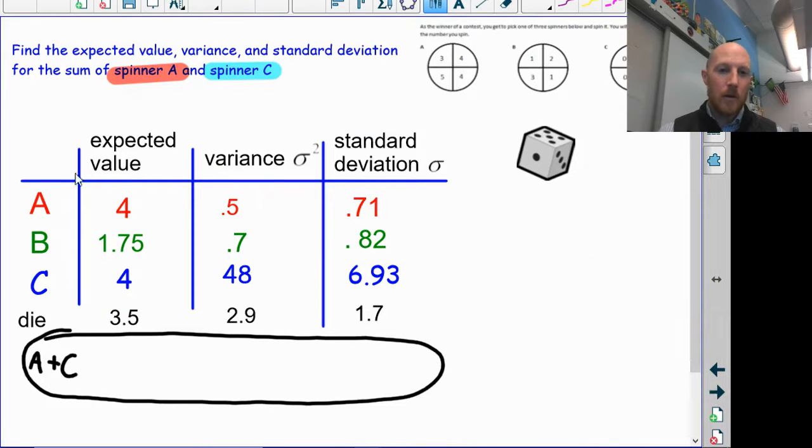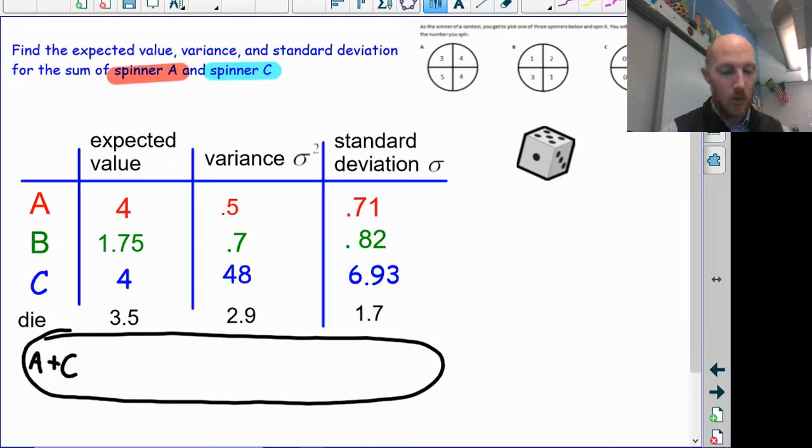Examples. So here are some results that we have calculated. You've actually calculated these over the last several days. There's a wheel of fish A, a wheel of fish B, a wheel of fish C, a standard six-sided die. Okay, so they're just listed in the table for organizational purposes. Here are the answers that you have gotten previously. We're going to use those to answer the following question. Find the expected value, the variance, and the standard deviation for combining spinners A and spinner C.